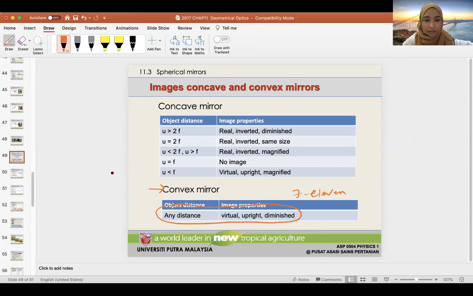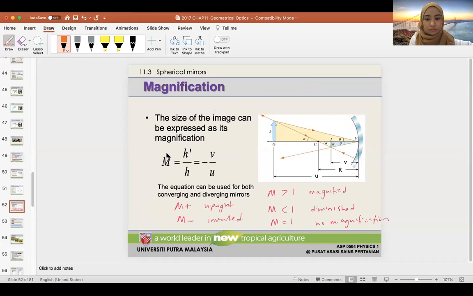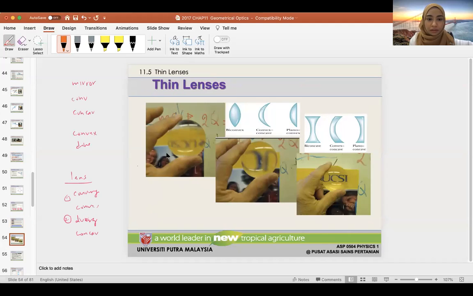Another thing to remember is this: U at F, no image. And this is the magnification part. M positive is upright, M negative is inverted. Bigger than 1, magnified. Okay, we have done this.